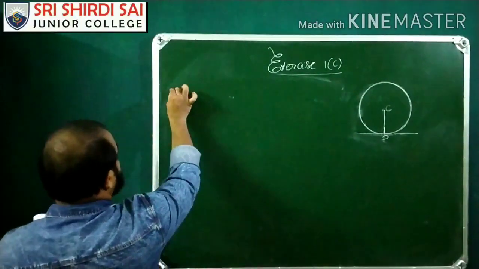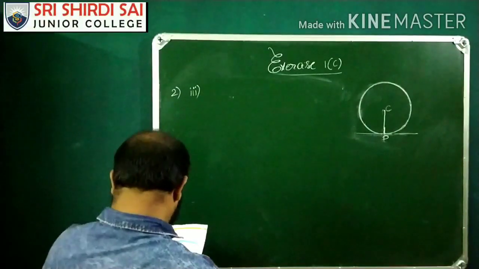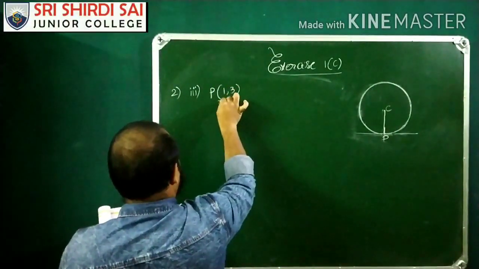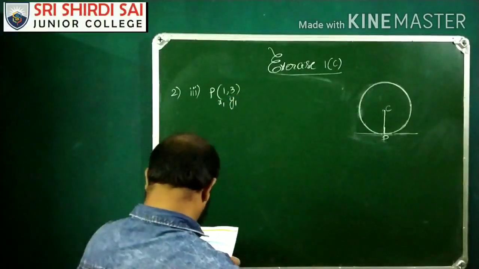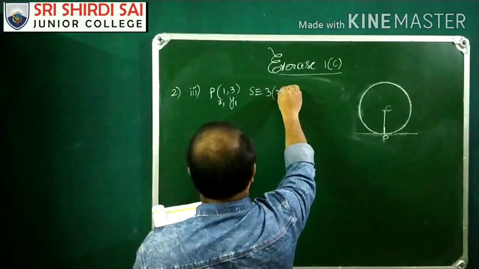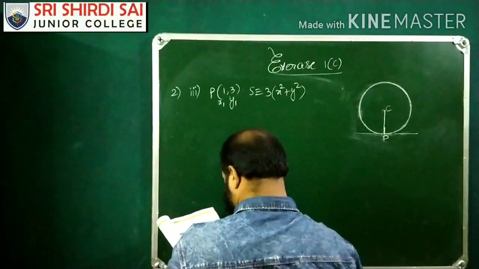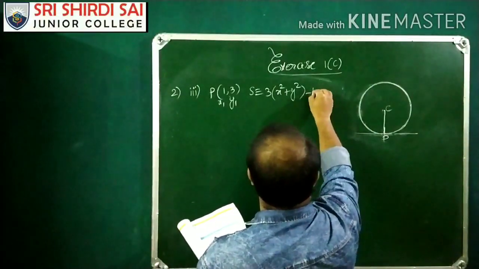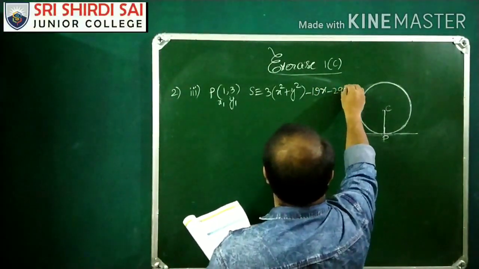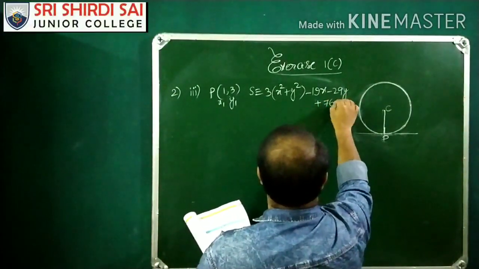Now, second question, third bit. This time P is (1, 3), which is (x1, y1), and S is 3 into x square plus y square minus 19x minus 29y plus 76.